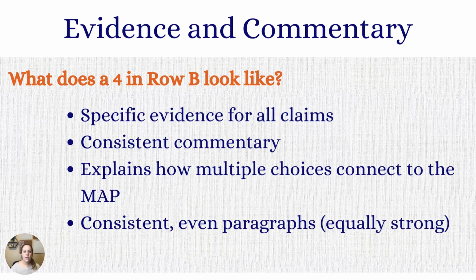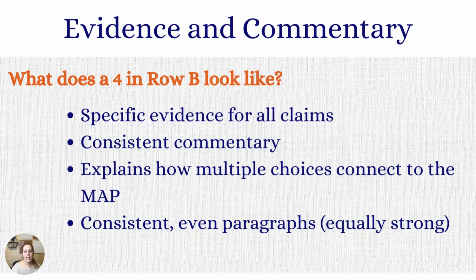Now that we understand what a 3 looks like, let's talk about how to get that 3 to a 4. So first of all, we want specific evidence for all claims. That has not changed. But now, instead of having possibly uneven commentary, we need our commentary to be consistent. I think that's the biggest difference between a 3 and a 4, is that both, at least in my opinion, demonstrate that the student understands rhetorical analysis. It's just that the difference is that a 3 is kind of in and out and it's a little bit inconsistent, whereas a 4 in evidence and commentary is very consistent the entire time.